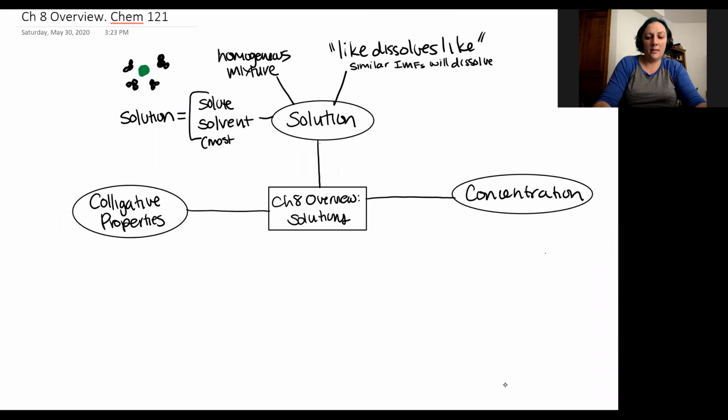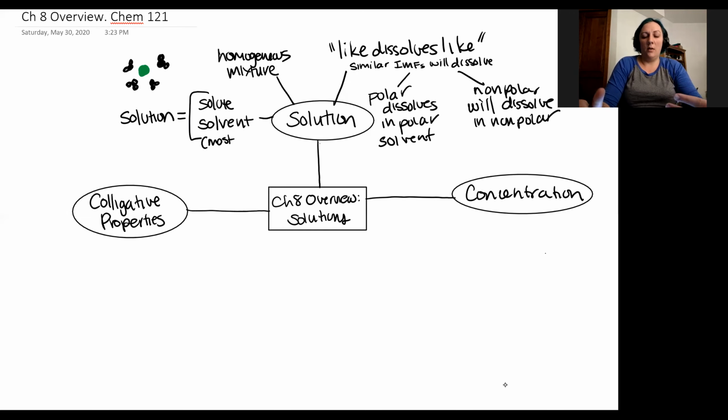And so this means that we're going to see polar compounds dissolve in polar solvents, and our nonpolar compounds will dissolve in nonpolar compounds. And within that, with our polar compounds, it's not just things that are polar, but also things that are charged. So we'll put a little asterisk there.